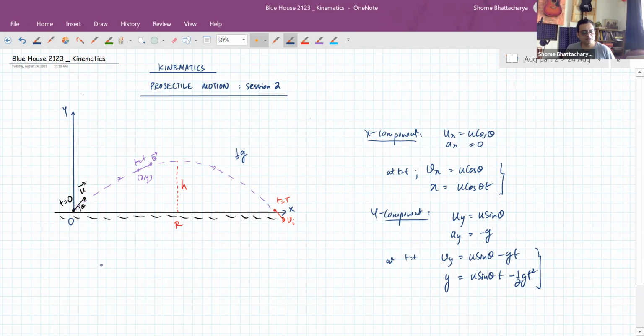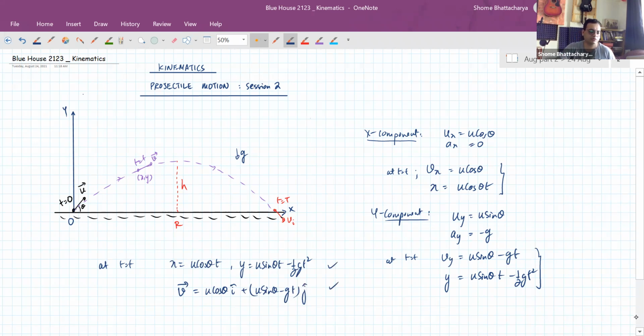You can combine them and say that at any instant of time t, the x coordinate is u cos theta t, and the y coordinate is u sine theta t minus half gt square, whereas the instantaneous velocity is u cos theta i cap plus (u sine theta minus gt) j cap. In solving anything related to what is happening at a certain instant of time from the time of projection, we have to use these two equations: the coordinates as a function of time, and the velocity as a function of time.